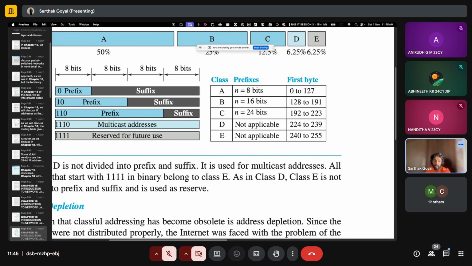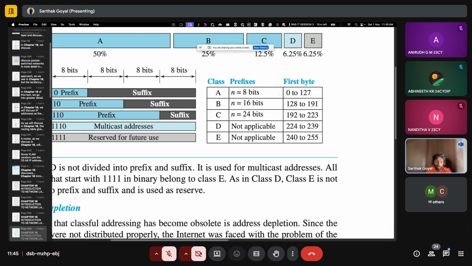For a class A, the prefix length is 8 bits. So their suffix length is 24 bits, 32 minus 8. And so if you have to calculate the number of addresses, it's going to be 2 to the power 8, which is how much? 128 addresses. So if someone tells you this is a class A address, it is given by /8. Understand it? It's a class A address, /8.